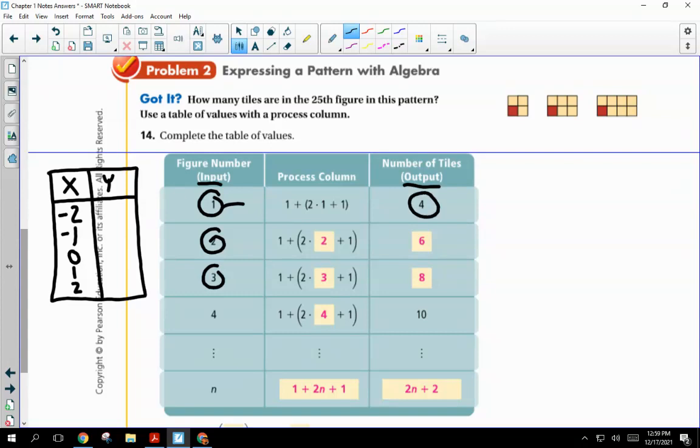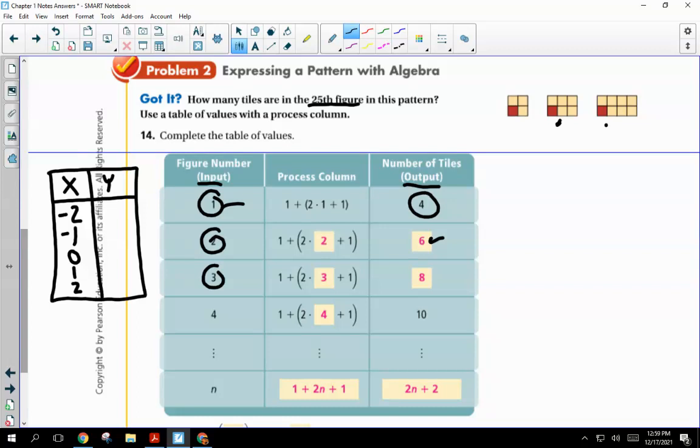You get 4. So the first figure, there are 4 tiles, right? The second figure is 6 tiles, and you can see it right here. So every single time you're multiplying by 2, plus 1 because you have 1 in the first one. Third one, you have 8, and you can see that here. But they're asking what to do when you have the 25th one. Here's the 25th figure they're asking. And that'd be a long process if you had to figure that out.